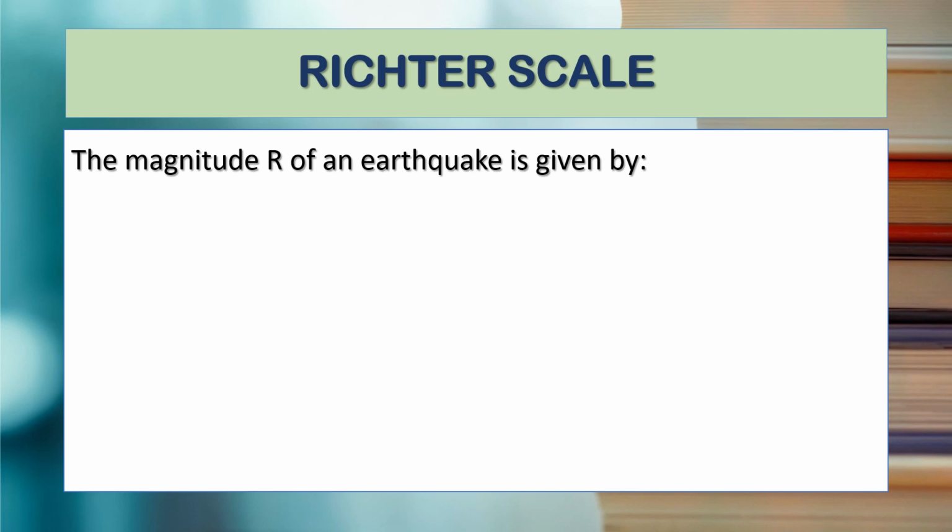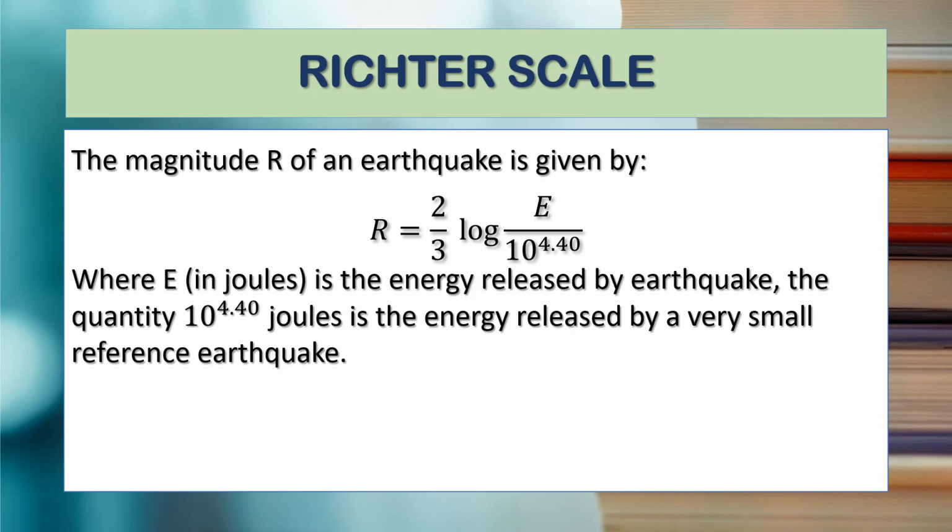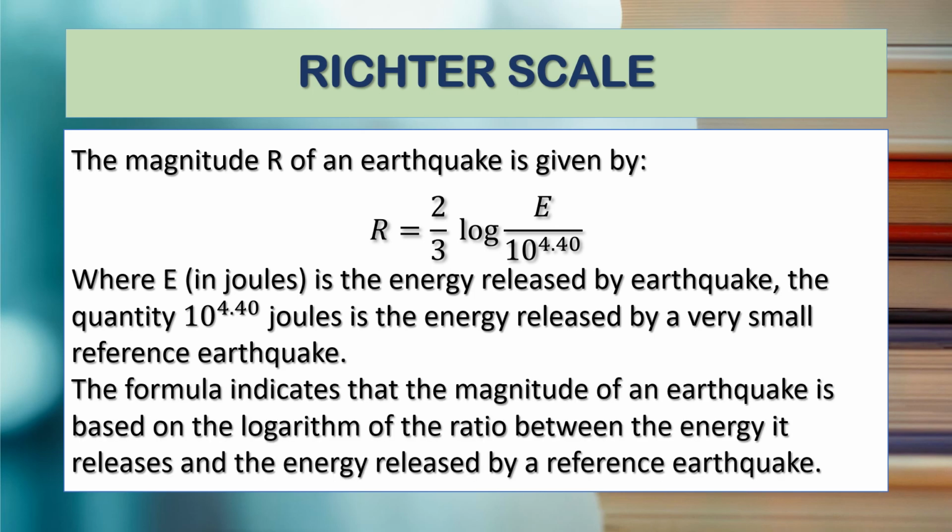The magnitude R of an earthquake is given by this formula. R is equal to 2/3 times log of E over 10 raised to 4.4, where E is in joules, the energy released by the earthquake. The quantity 10 raised to 4.40 joules is the energy released by a very small reference earthquake. The formula indicates that the magnitude of an earthquake is based on the logarithm of the ratio between the energy it releases and the energy released by a reference earthquake.